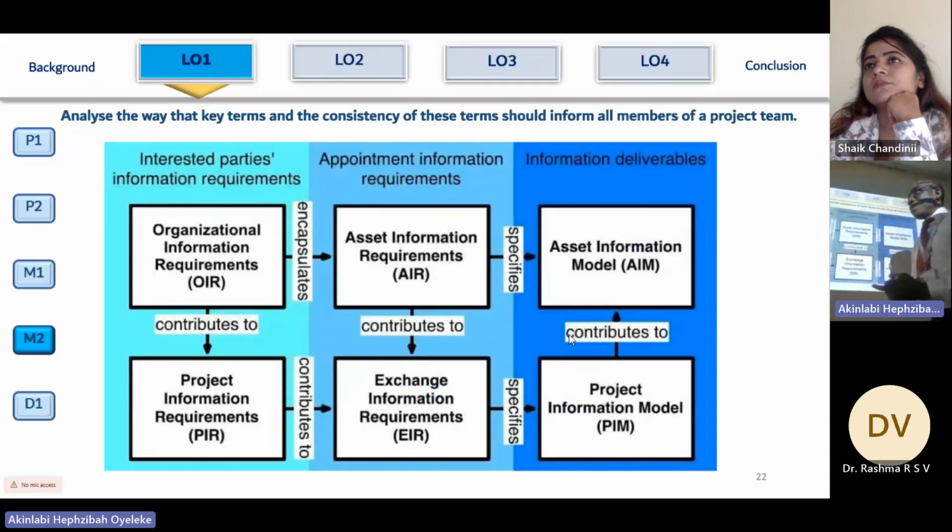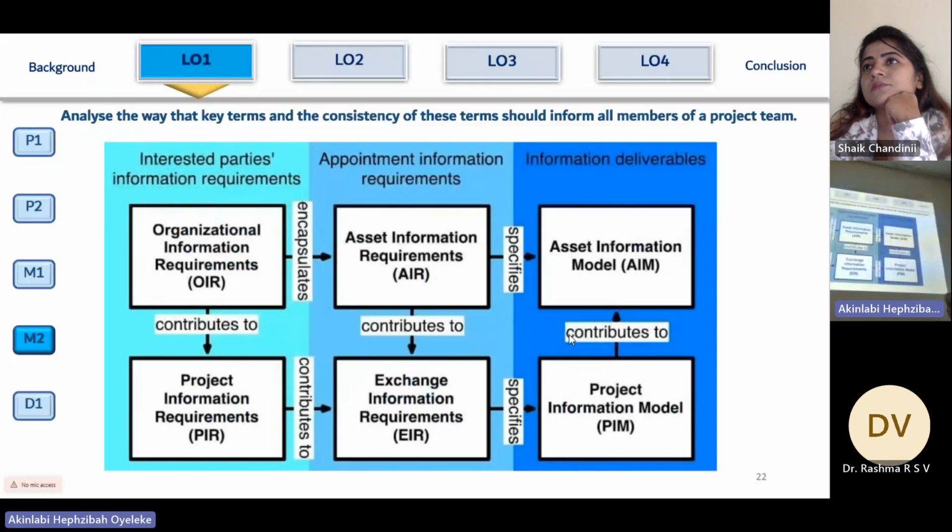Organization information requirements. Organization information requirement is for anybody collaborating with the organization, what information is the organization requiring from them and what information are they requiring from the organization. Project information requirement is specific to a project.